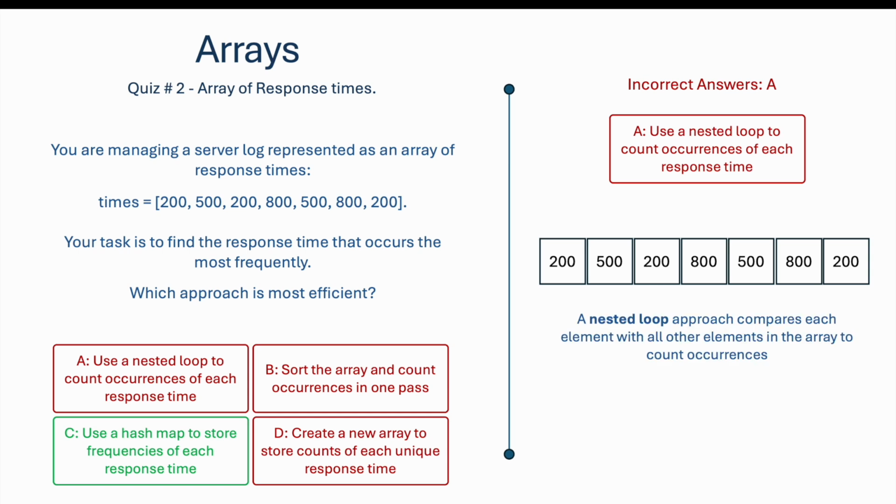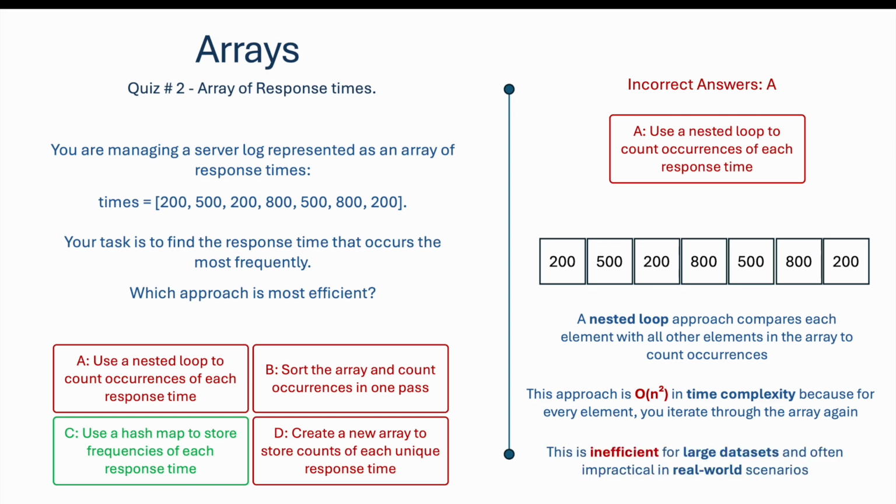A nested loop approach compares each element with all other elements in the array to count occurrences. So this is order of n squared time complexity. For really large data sets, this is very inefficient and impractical in real world scenarios.